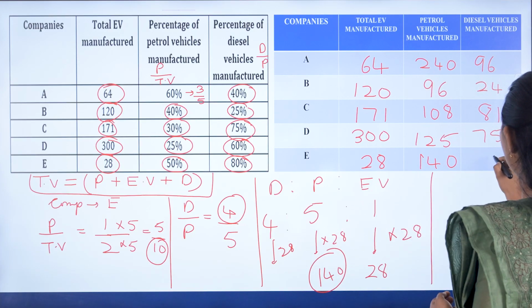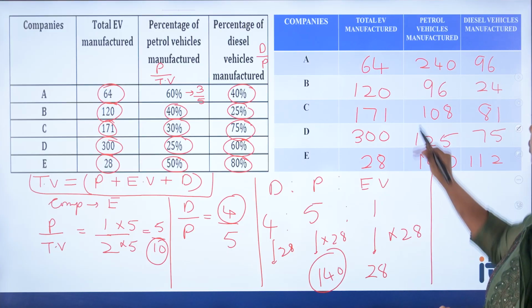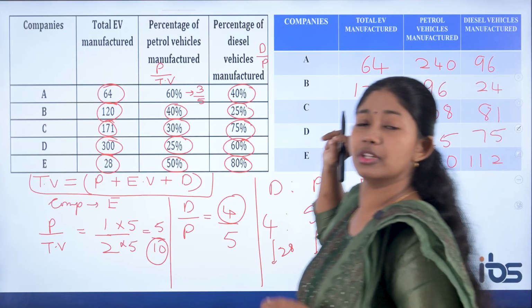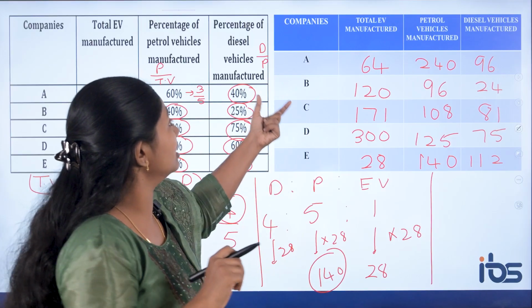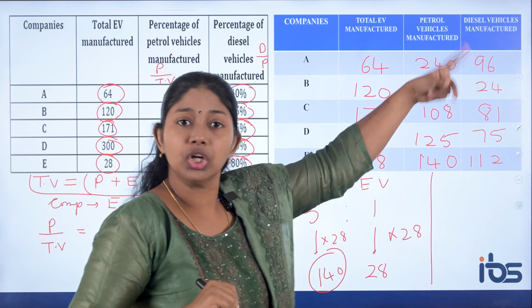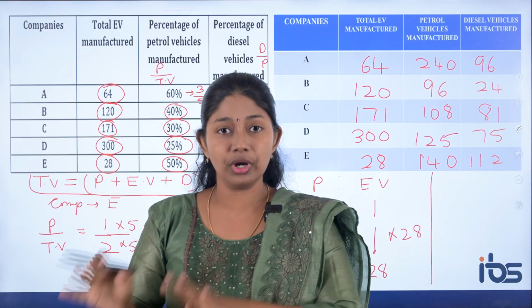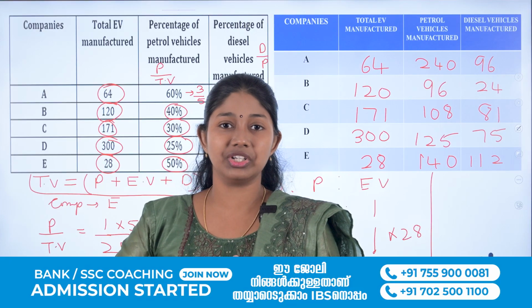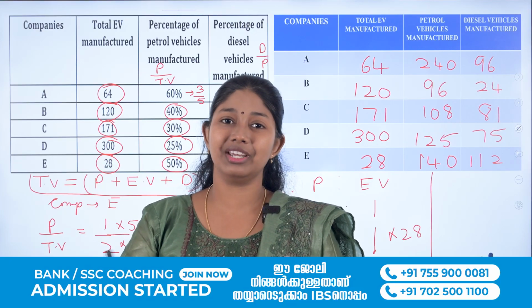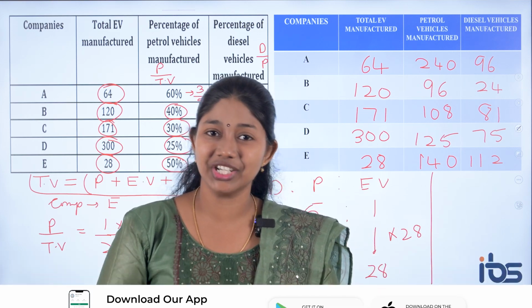4, 8, 32, then 3, 8, 9, 10, 11, 1, 1, 2. So from this you can write one more column also, total vehicles. If you add all these, you are going to get the total: EV plus petrol plus diesel vehicles, you are going to get the total also there. So in this way we have just decoded all the companies manufacturing petrol vehicles, electric vehicles and diesel vehicles. Now we will do the questions related to it.